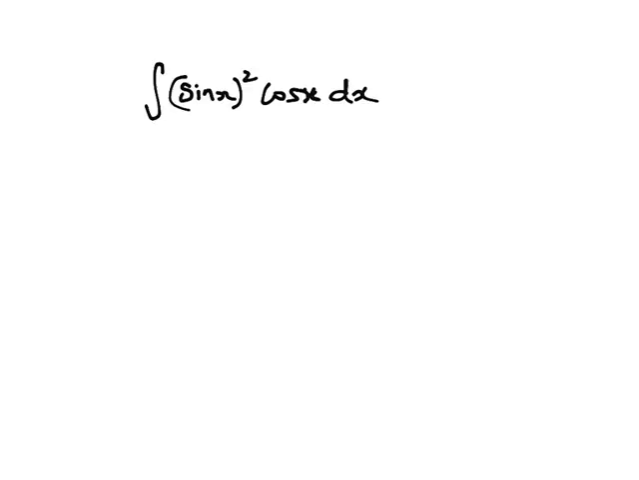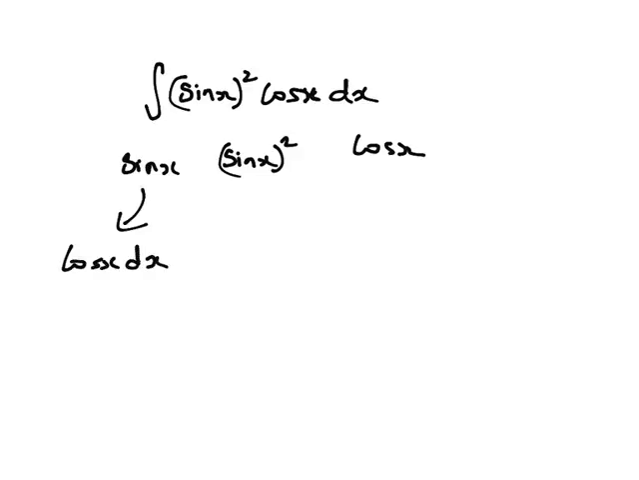Let us look at this problem now. Integral of sin x squared into cos x dx. Again, let's say one function is sin x, the other function is sin x squared, and the third one is cos x. If I take sin x as t, then I'll get dt as cos x dx, which is very much present here. But if I take sin x the whole squared as t, then the derivative will be 2 times sin x into cos x dx.